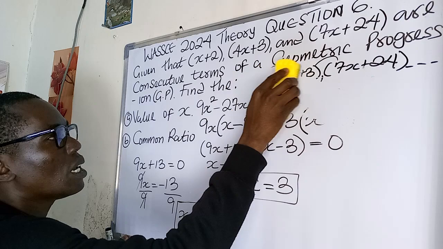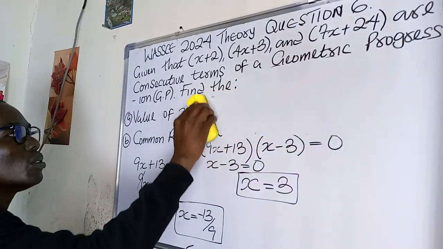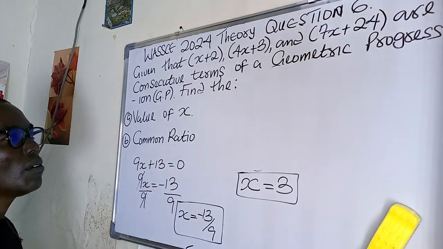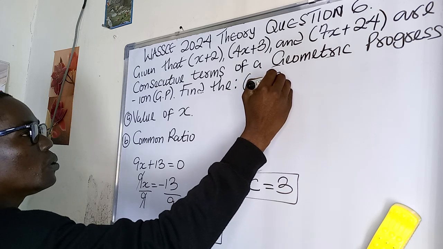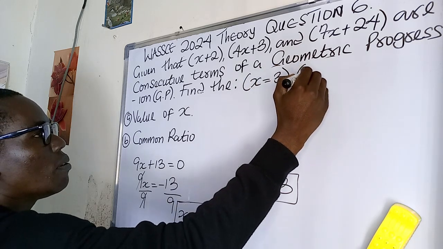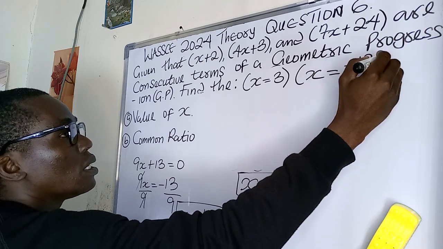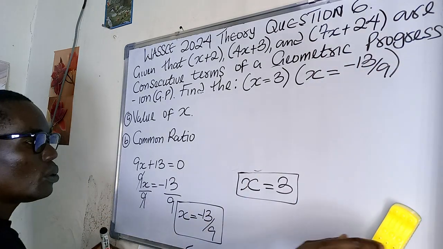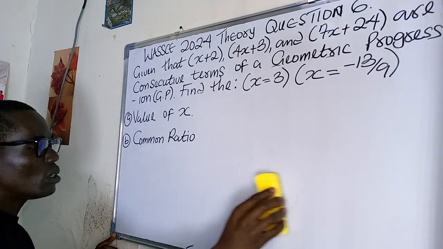Now let's look at how we can use them to get question number B. The two options we have for x are x equal to 3 and x equal to negative 13 divided by 9. So those are the two values of x. Now the B question says we should do what?